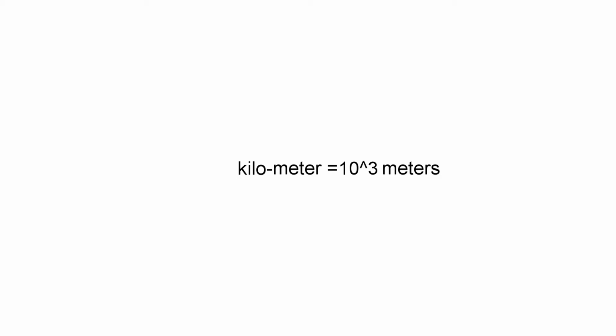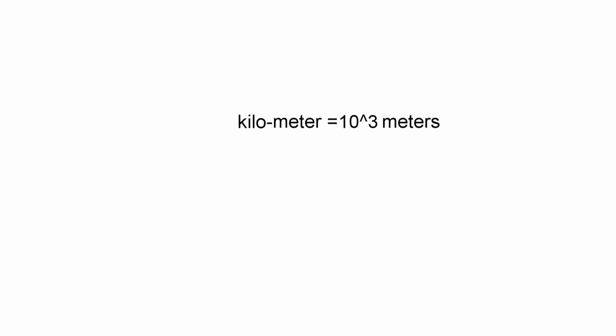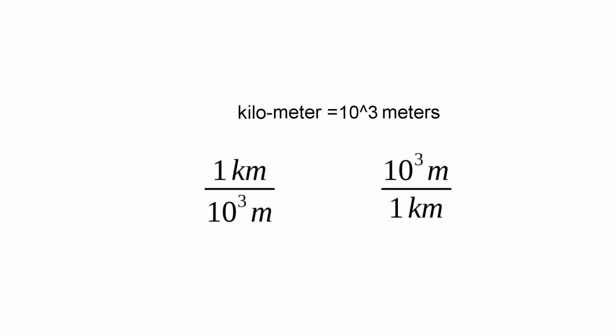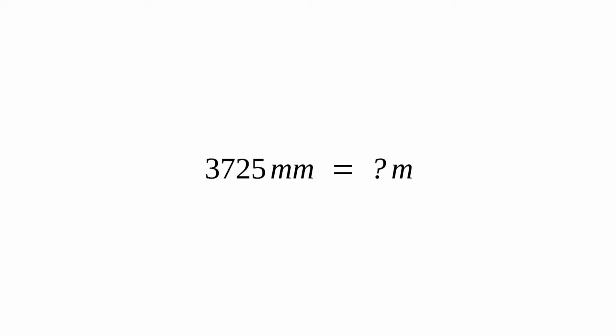Now you can make a conversion fraction using either value in the numerator and the other value in the denominator. You can put 1 kilometer on top and 10 to the 3 meters on the bottom, or you can put 10 to the 3 meters on top and 1 kilometer on the bottom. Because they're equal to one another, either way works because either way you're dividing something by itself, and doing that makes it equal 1.